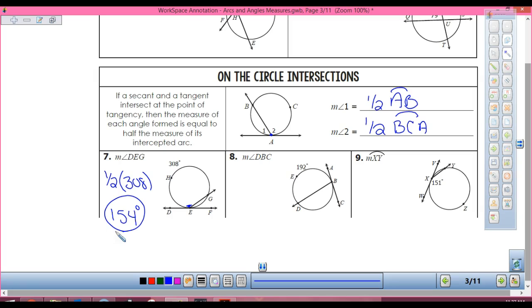Okay, this one's a little bit different. Now it wants this angle. We know that these two angles add up to 180 because they make a straight line. So if this is 192, what's this? If this is 192, what's this guy? 96. If this is 96, what's this guy got to be? 84.